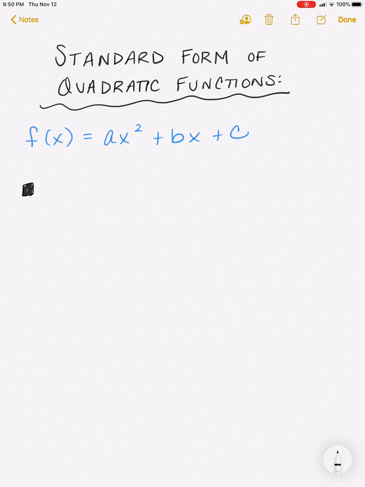Okay, so the first thing the standard form is going to tell you is this a value, this leading coefficient, is going to determine... Now, before I say this, we need to think about what the graph of a quadratic function looks like. Hopefully you're remembering that the graph of a quadratic is a parabola. So what this leading coefficient a does is it determines the opening of the parabola.